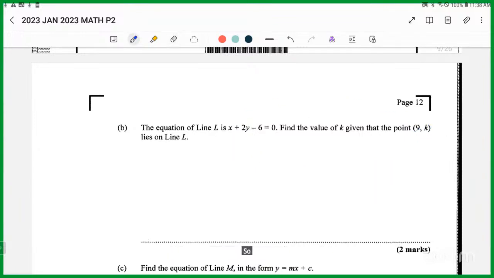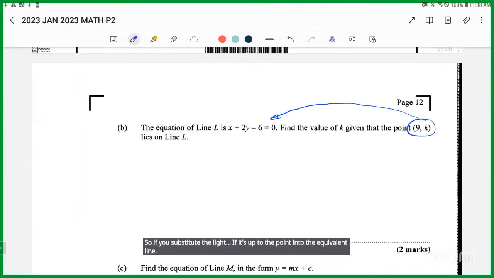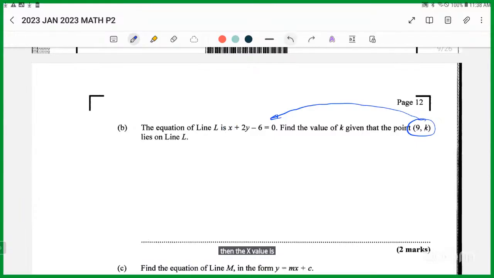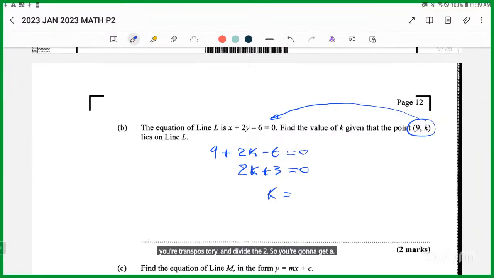So if you substitute the point into the equation of the line, the x value is 9. You're going to get 9 plus 2 times the y value, which is k, so it's 2 times k, minus 6 equals 0. And you're solving this for k. Well, 9 minus 6 is 3. So you get 2k plus 3 equals 0. Then you transpose the 3 and divide by 2. So you're going to get k equals minus 3 over 2, or minus 1.5.